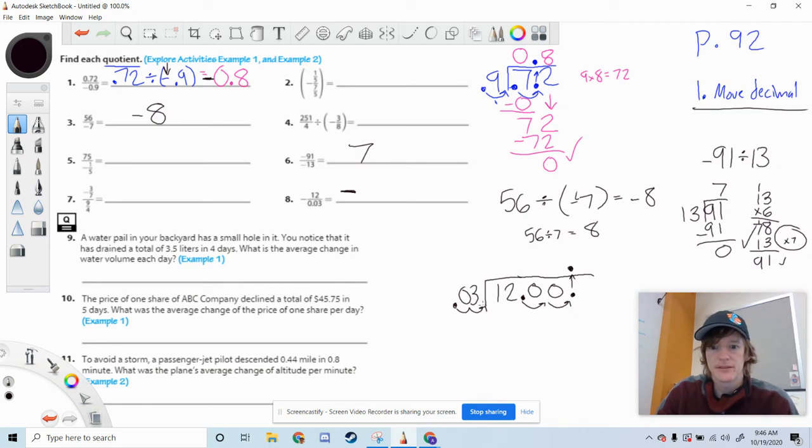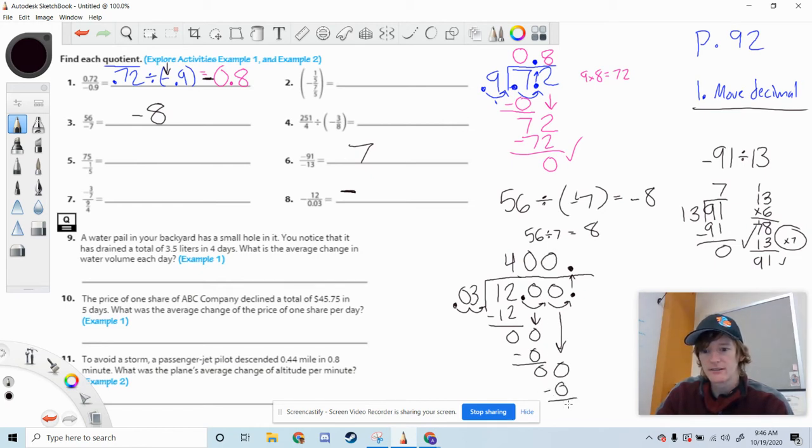Now this is the number 3. How many 3s are in 1? Well, that's nothing. But how many are in 12? There are 4. 4 times 3 is 12. Subtract, 0. But I'm not quite done. I have another 0 to bring down. 3's in 0 is 0, subtract 0. Bring down another 0. 3's in 0 is 0, subtract 0. Done. And if you just recognized that and added 2 zeros, that would have been fine too. So this is going to be negative 400.